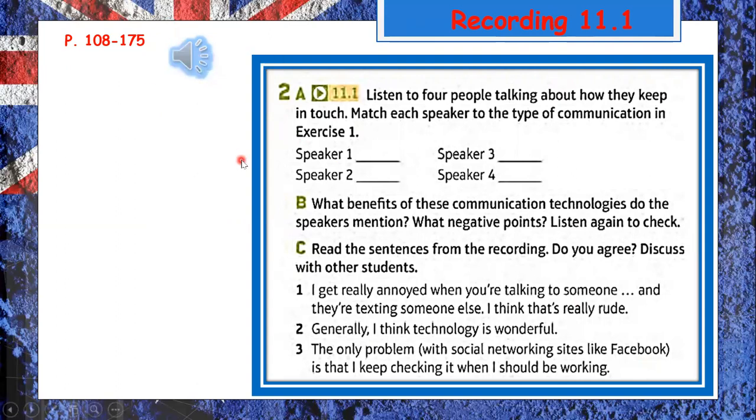Unit 11. Technology. Recording S11.1. 1. I use my phone for everything. I text most of the time because it's quick and cheap. So I text my friends and my boyfriend. I like texts because they're quiet. Nobody knows what you're saying. My mom used to call me all the time to check that I'm okay, but now she can text me, which is much better. I get really annoyed when you're talking to someone, though, and they're texting someone else. I think that's really rude.